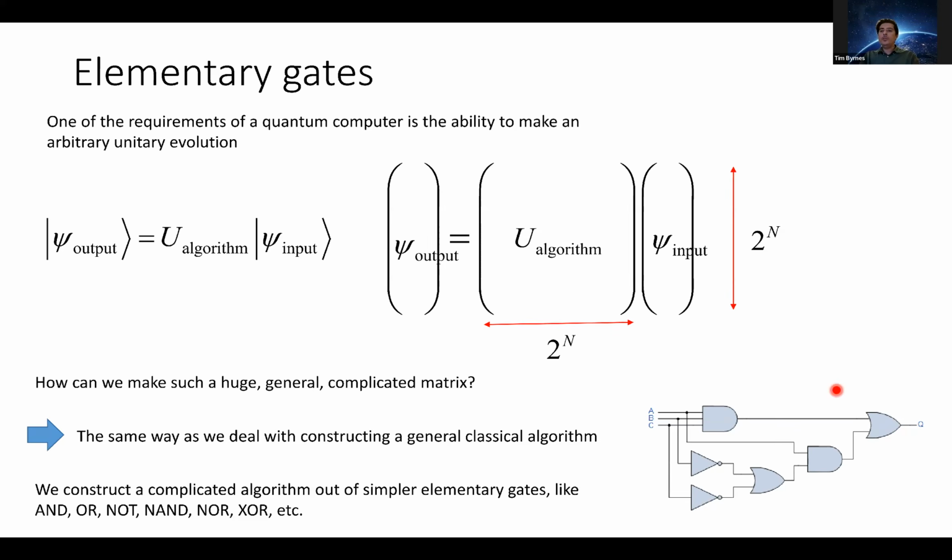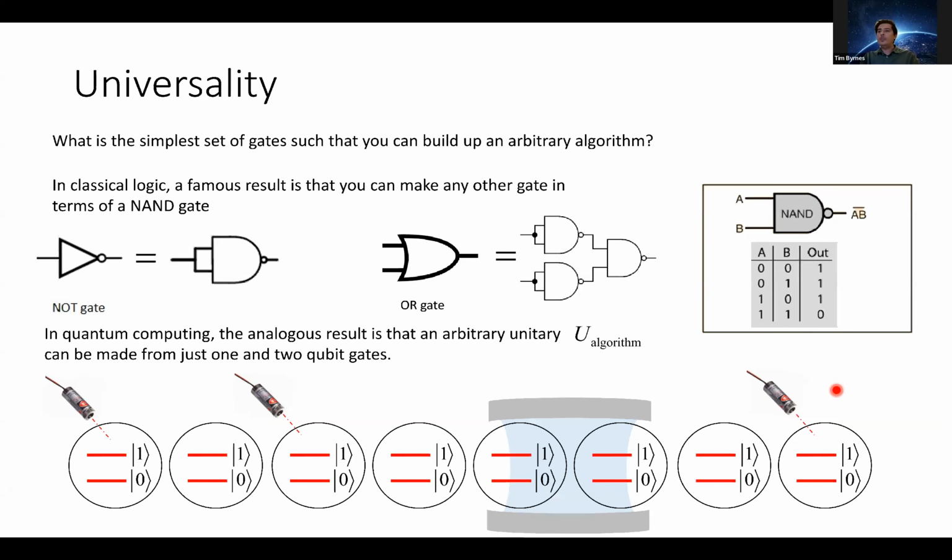So digital logic has various types of gates. Now, the most commonly used ones are things like AND gates, OR gates, NOT gates, and there's a famous result in digital logic to say that you can make any gate out of a NAND gate. It's a NOT AND gate.